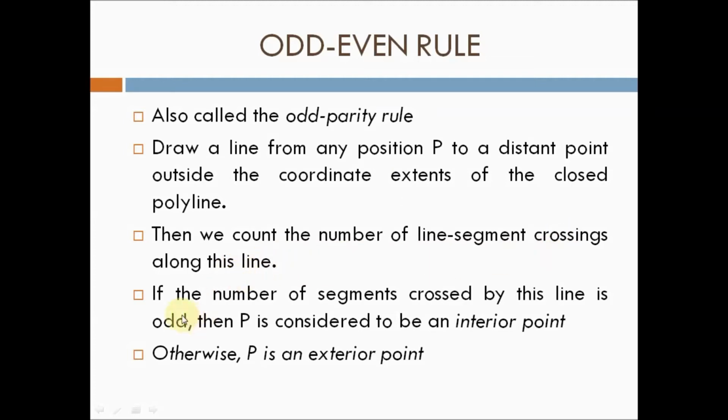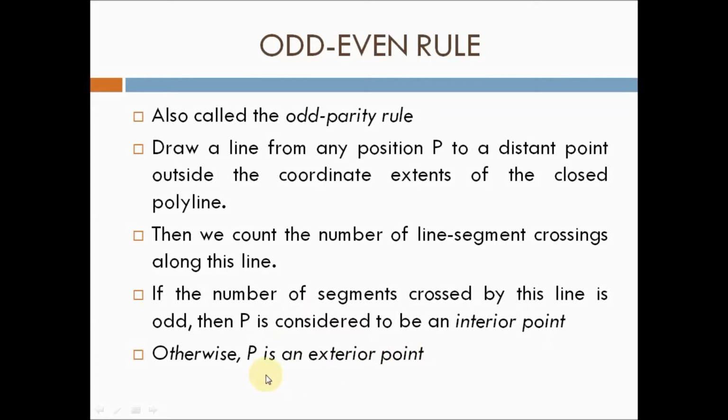Now what is the third step? If the number of segments crossed by this line is odd, when you count the number of line segments and it is odd, then you can consider the particular point inside that polygon an interior point or interior region, one and the same. If the number of line segments is even, then you can consider that region an exterior region or exterior point. Getting, guys? Very simple.